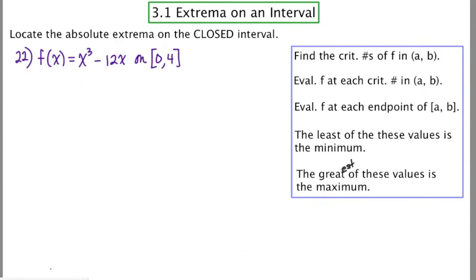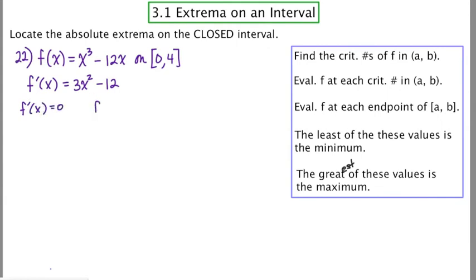In number 22, they're asking us to find the absolute extrema on the closed interval for the function f of x equals x cubed minus 12x on the closed interval [0, 4]. So let's start by finding the derivative, and that's going to be f prime of x is equal to 3x squared minus 12. And we're going to ask, where's the first derivative equal to 0?